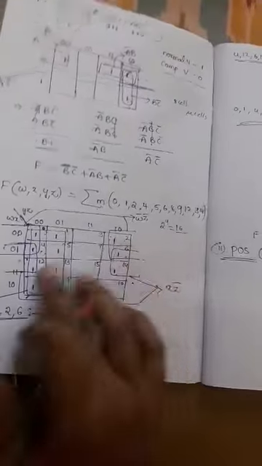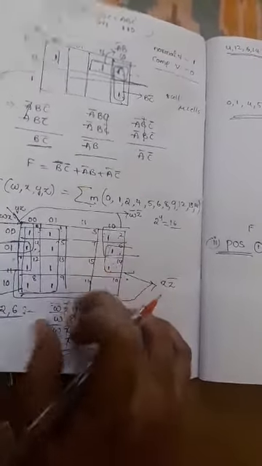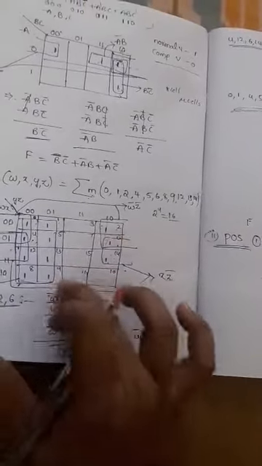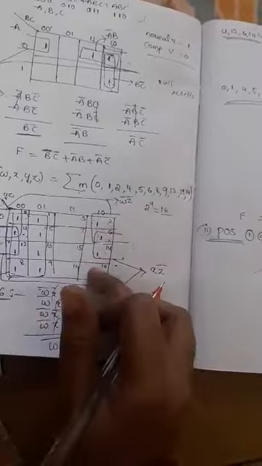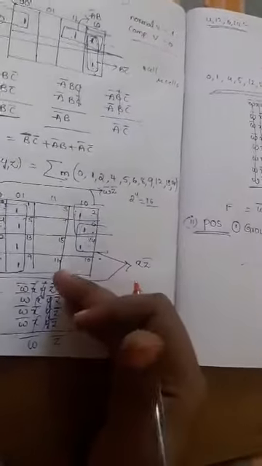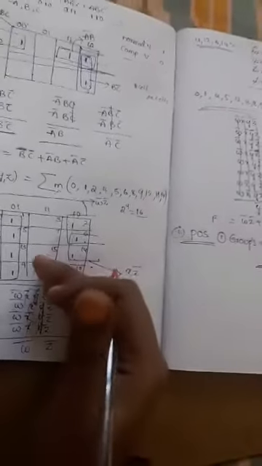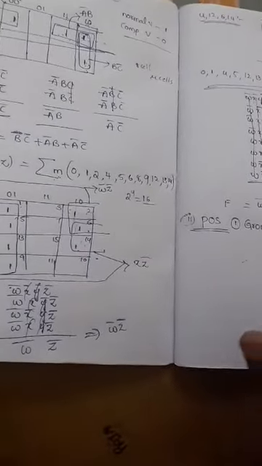That means ones will be placed already. What are the remaining cells we are having, like 3, 7, 15, 11, 10? These cells do not contain 1, right? These cells do not contain the min terms. That means the cells which are not containing the min terms are the possibility of the zeros. These cells can be represented in product of sum representation with 0.